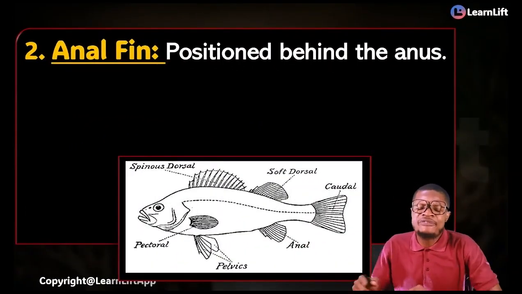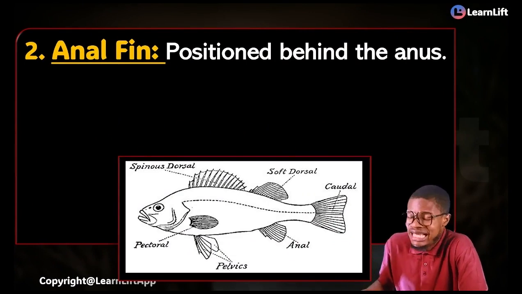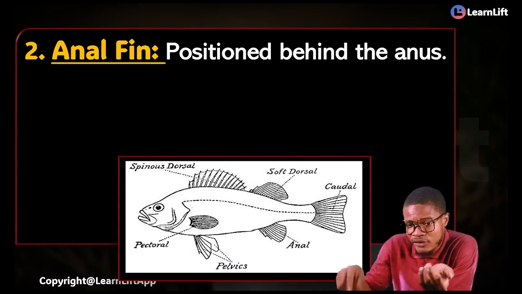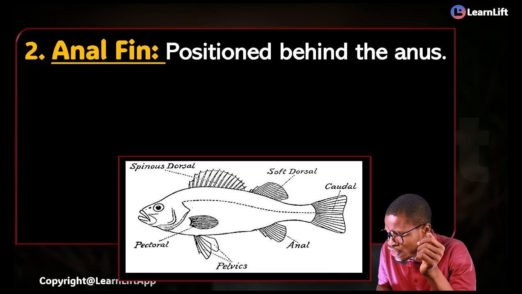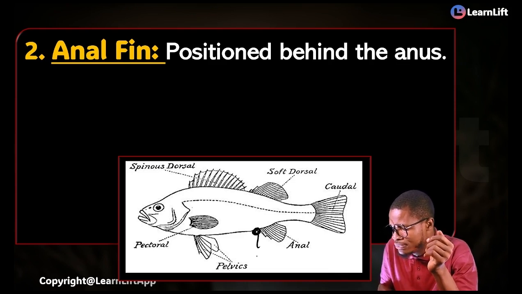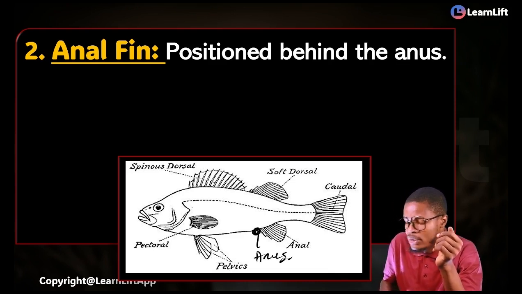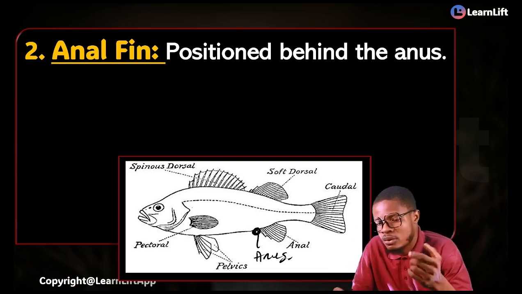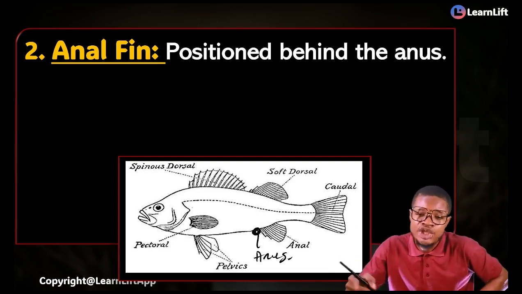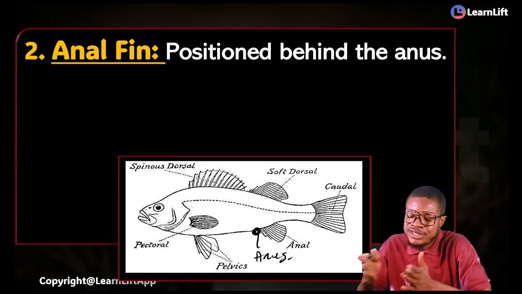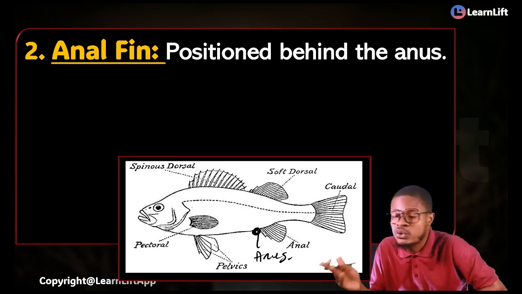What about the anal fin? Oh yes, you know the anal fin is around where the anus is. I showed you the whole of this. Look at it. At this region, this is where we have the anus. That's the anus. Because the anal fin is close to the anus, that's why we call it your anal fin. It is positioned behind the anus. So the anus is anterior, the anal fin is posterior to the anus.